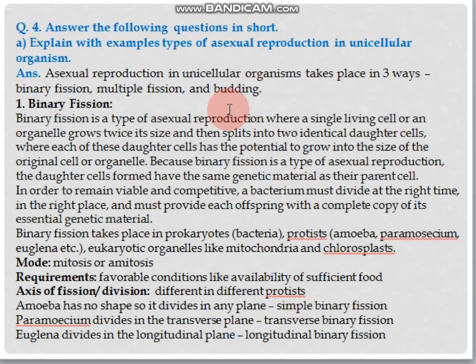Answer the following questions in short. First is explain with examples types of asexual reproduction in unicellular organisms. We have studied in the previous videos that the different types of asexual reproduction in unicellular organisms are basically binary fission, multiple fission and budding. Okay, so if you've not studied them, if you're just coming for the answers, it won't help you. Go back and learn the lessons also.